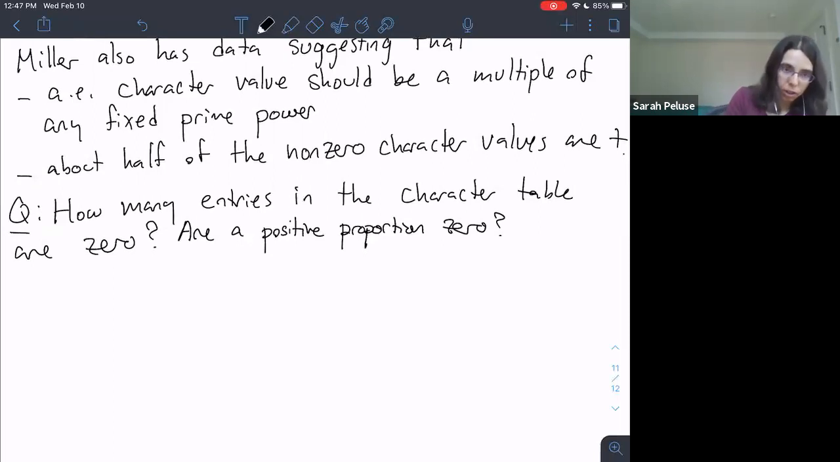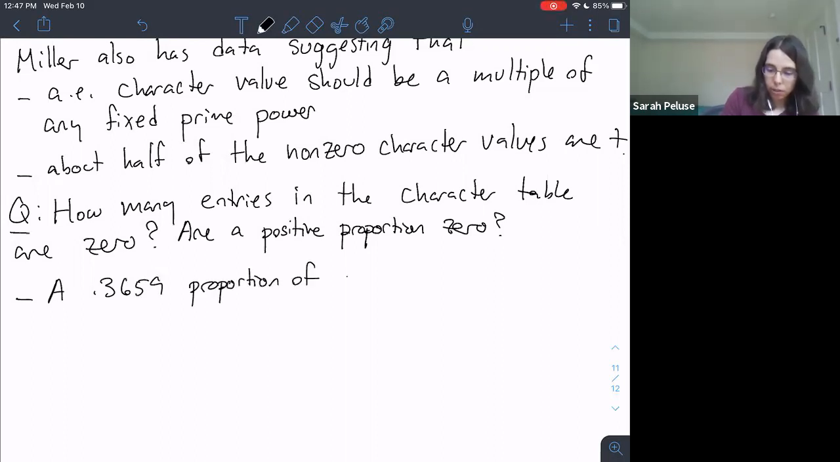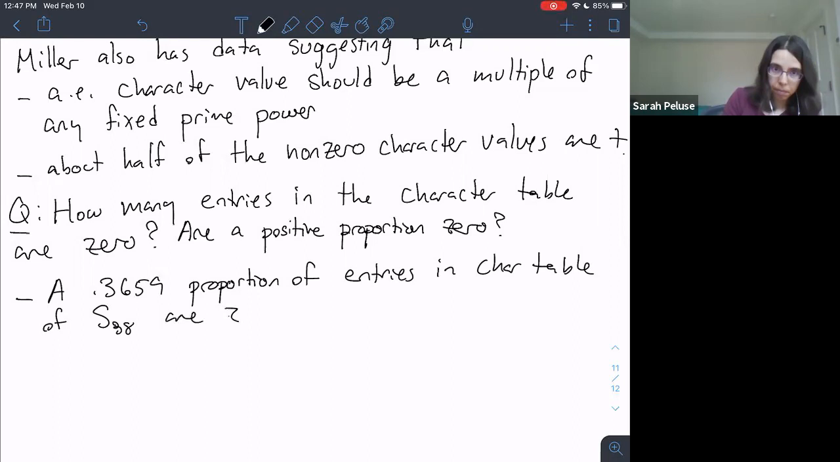So from Alex's computations, we know that a 0.3659 proportion of entries in the character table of S38 are zero. But it's very computationally difficult to get data for much larger n. It's hard to tell whether it's approaching some asymptote or it's just decreasing like 1 over log or something.